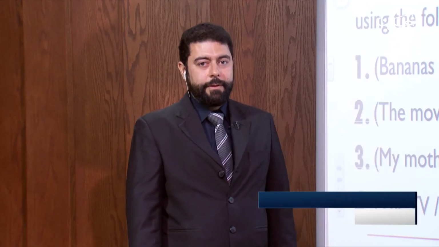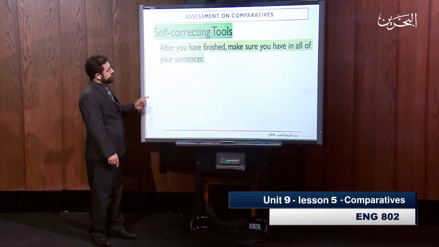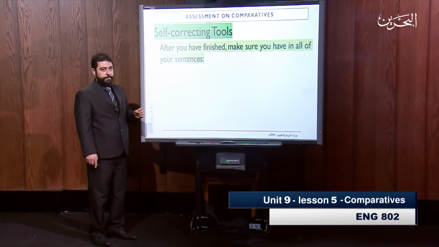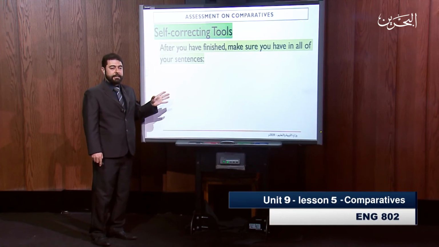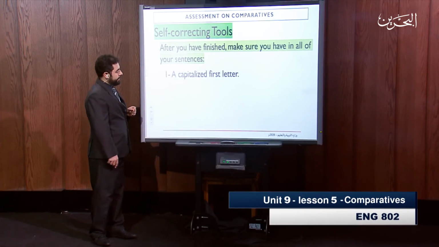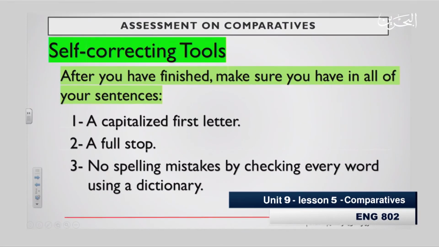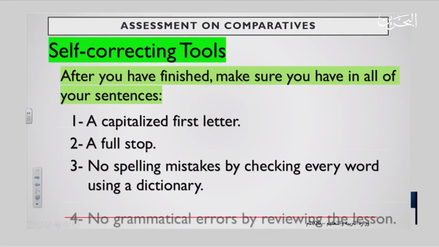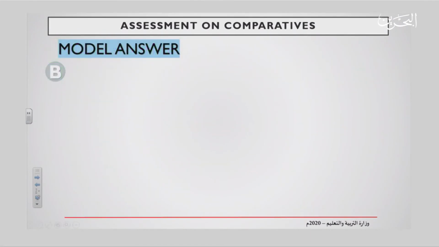All right, now let's take a look at the model answer. But before you do that, you have self-correcting tools to use. After you have finished, make sure you have in all of your sentences the following. Number 1, a capitalized first letter. Number 2, a full stop. Number 3, no spelling mistakes by checking every word using a dictionary. Number 4, no grammatical errors by reviewing the lesson. Now let's move to the model answer and let's check.